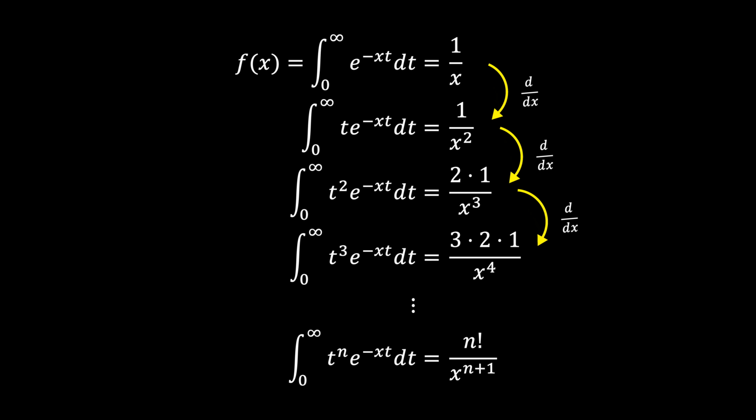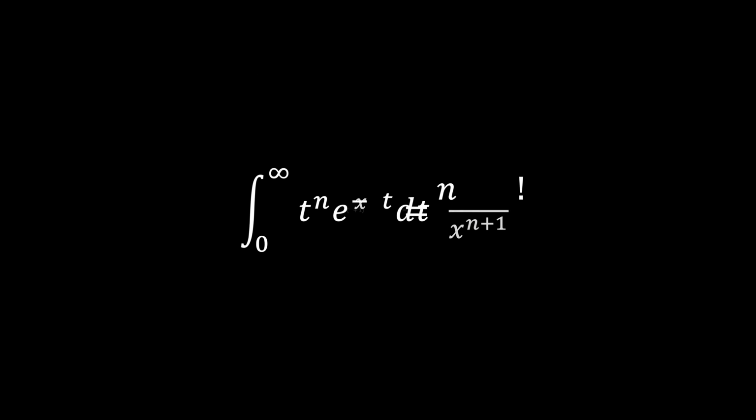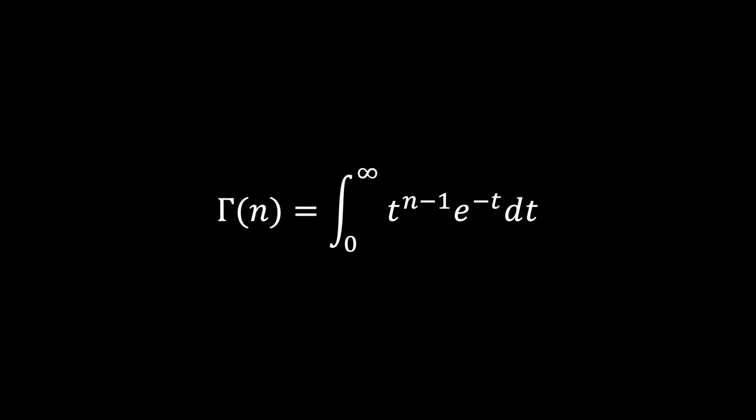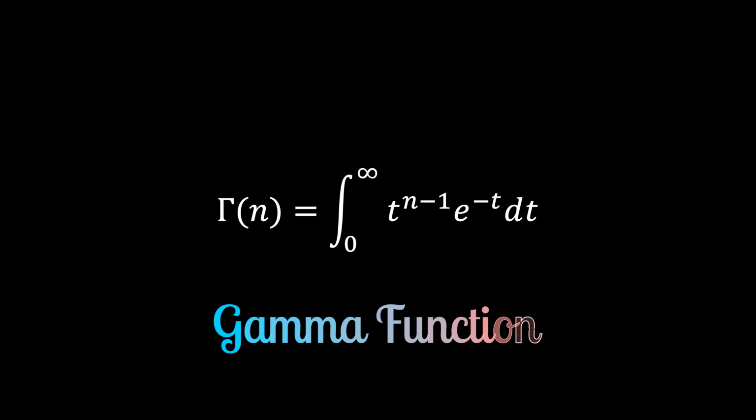Now, evaluating this equation at x equals 1, we obtain an equivalent form of n factorial expressed in integral form. And this is famously known as the gamma function. The beauty of the gamma function is that it generalizes factorials to any real or complex value of n.